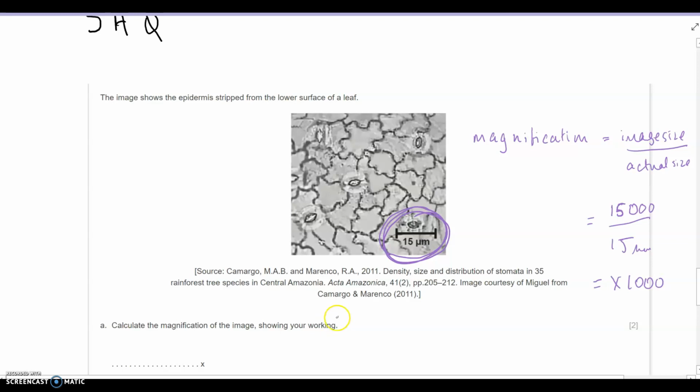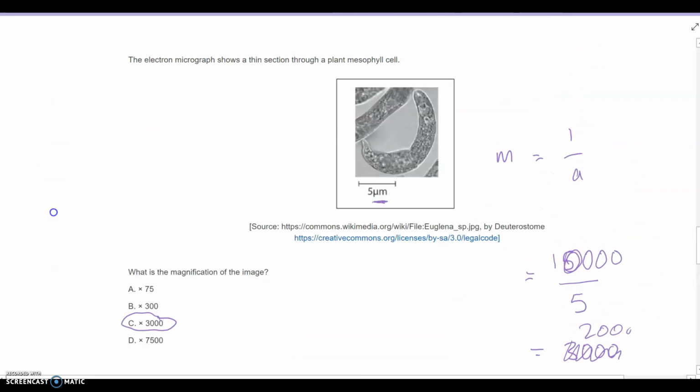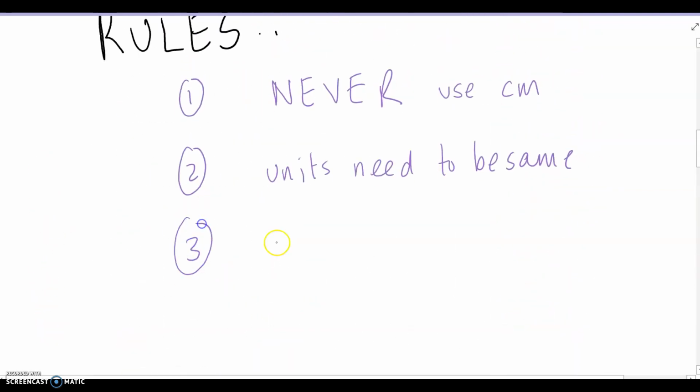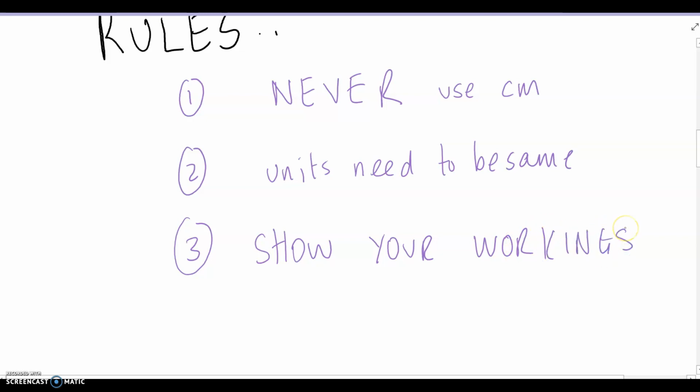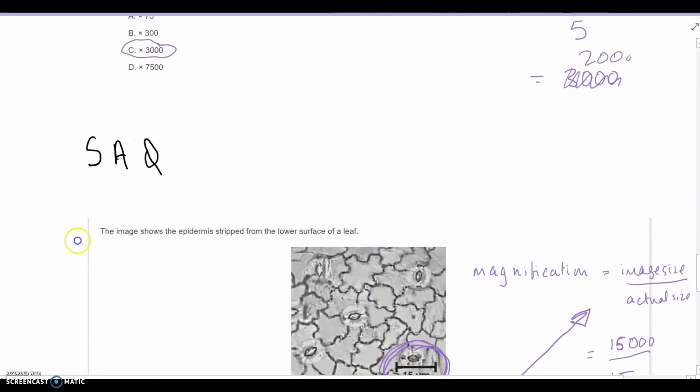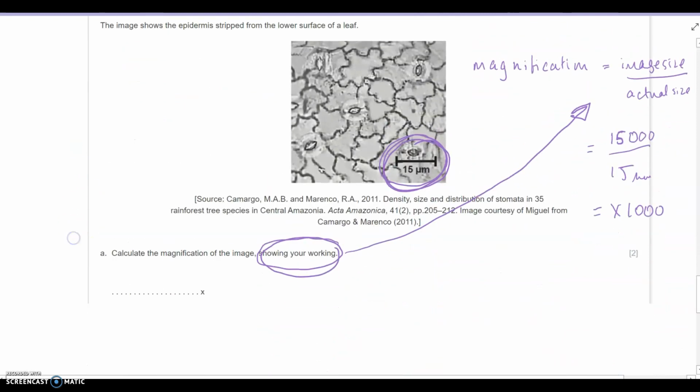Now you will notice here it says showing your working, which is exactly what I have done. So if we go back to our rules, I'm going to add a third rule. Rule number 3 is show your workings. When I used to do maths, my maths teacher used to say to me all the time, show your workings. I'd be like, what's the point? It's really easy.